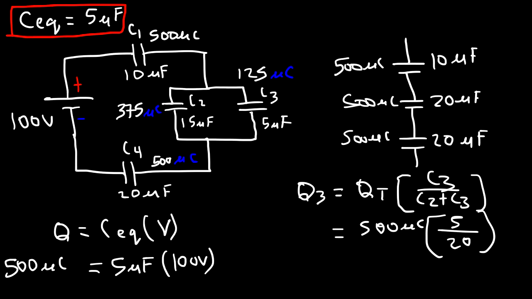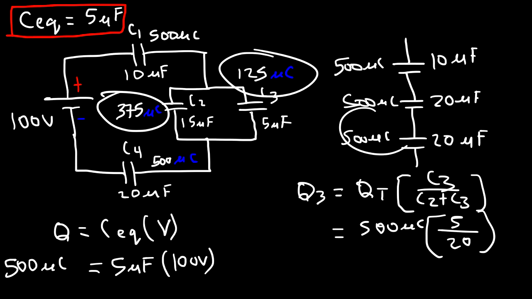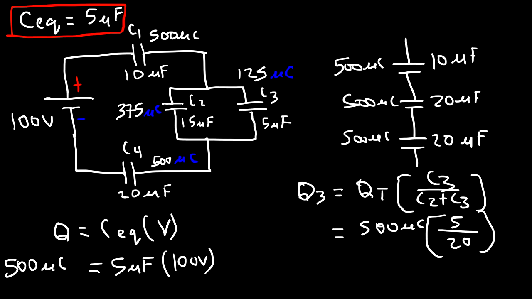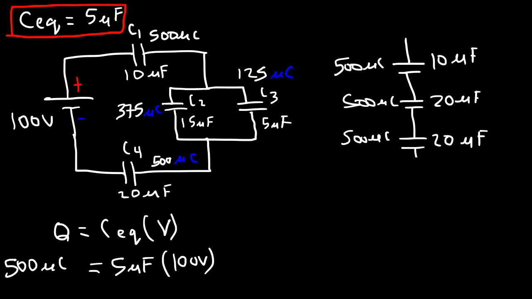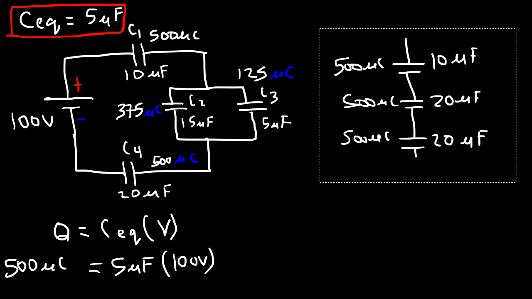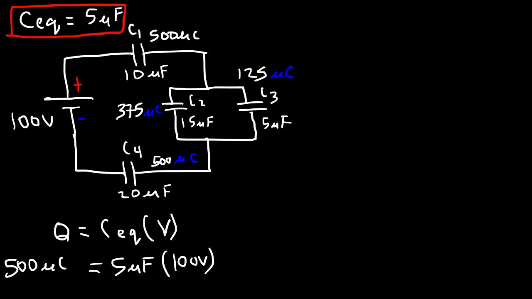Notice that these two numbers add up to 500, which tells us that we're on the right track. So now that we have the charge on every capacitor, we can calculate the voltage across each capacitor. So let's start with the voltage across C1.